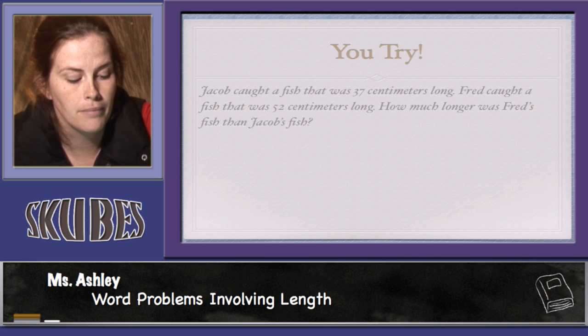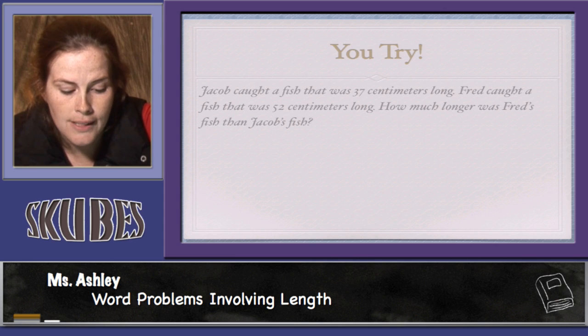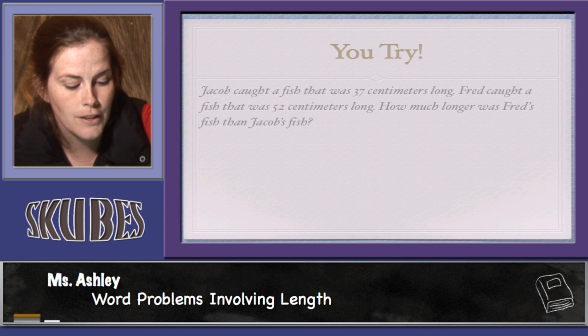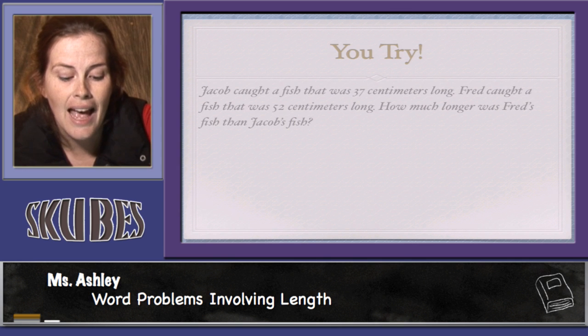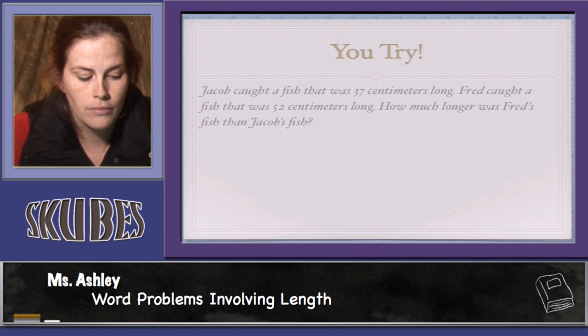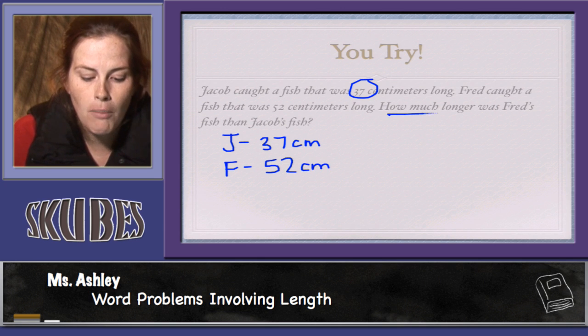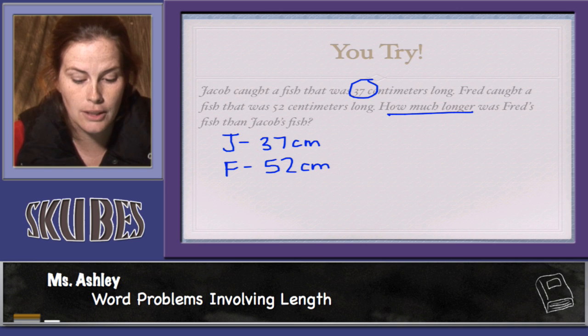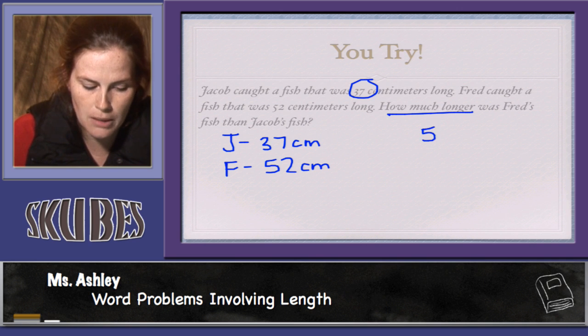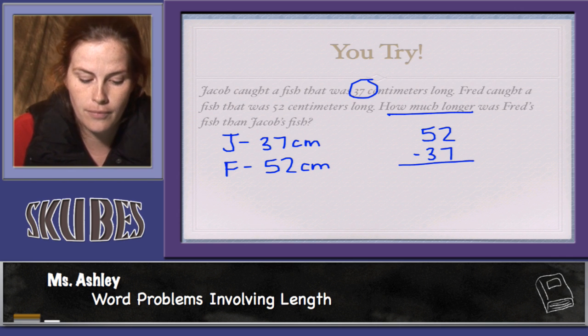All right, you try one. Jacob caught a fish that was 37 centimeters long. Fred caught a fish that was 52 centimeters long. How much longer was Fred's fish than Jacob's fish? All right, let's look at what we know. Jacob's fish was 37 centimeters long, so I'm just going to put a J beside it. Fred's fish was 52 centimeters long. All right, how much longer tells me I'm going to have to use subtraction. So Fred's fish was 52 centimeters, and I'm going to subtract Jacob's fish, the 37 centimeters, from it.